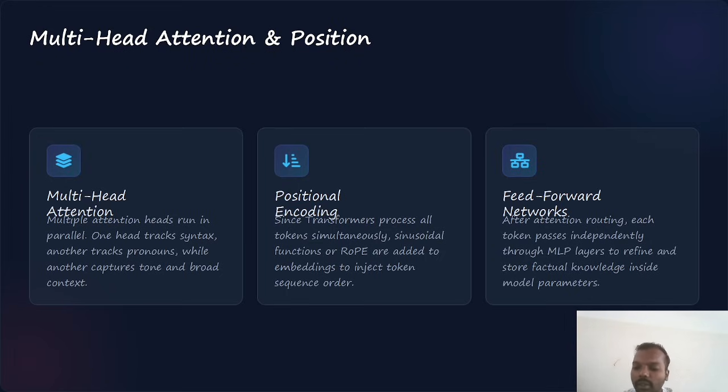And since transformers process all words at once, they need a way to know word order. That's where positional encoding comes in, adding a unique mathematical signature to each embedding, so the model knows the difference between a dog bites a man and a man bites a dog.